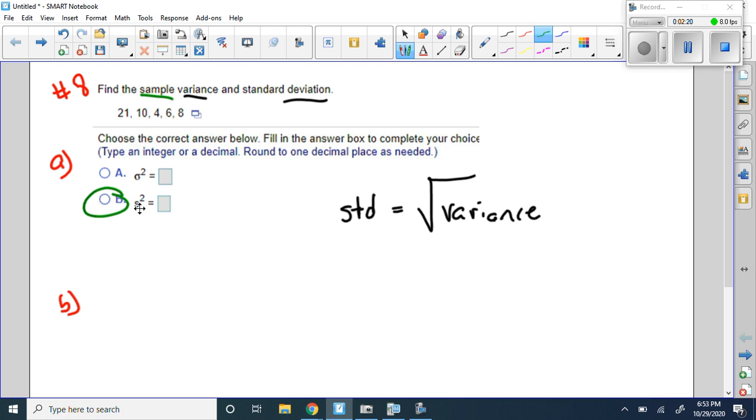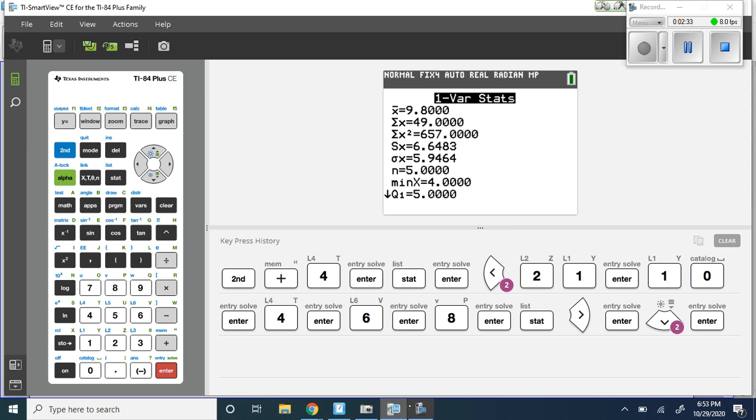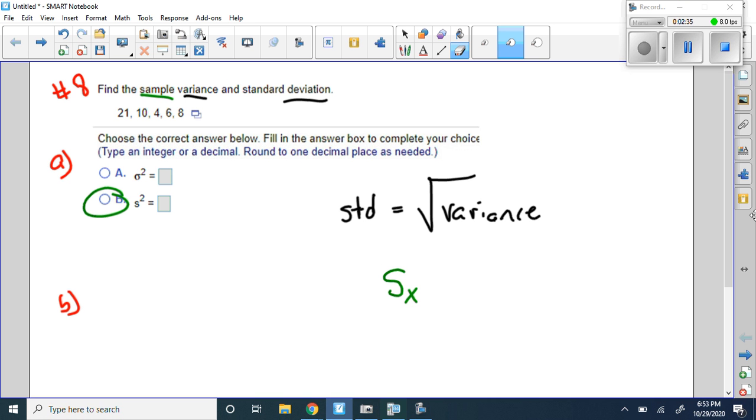So we set our sample's standard deviation, not that one. Let's see, what was it? Let's go back over here. Yeah, it was S of X, sorry. The S of X, which is standard deviation, was 6.6483.